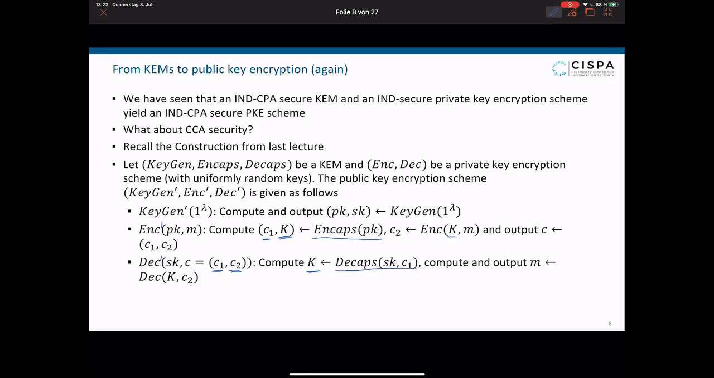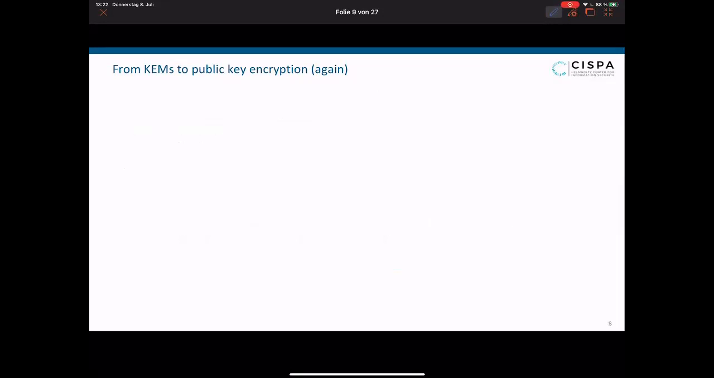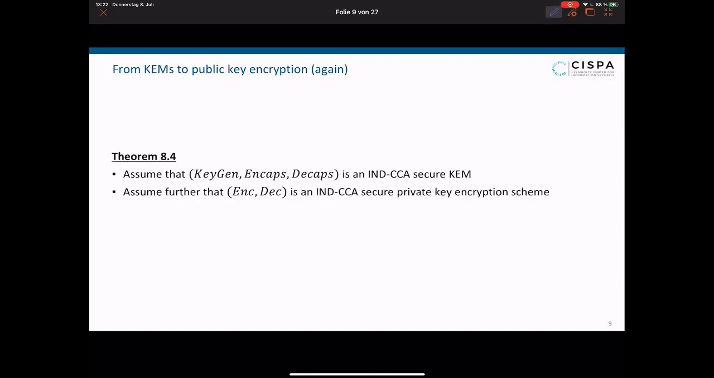the payload part C2. And just very quickly, let's assume our key encapsulation mechanism is IND-CCA secure, and furthermore, that now the private key encryption scheme is also IND-CCA secure. So now we need IND-CCA security from both components, from the key encapsulation mechanism and the private key encryption scheme. Then this gives us an IND-CCA secure public key encryption scheme.